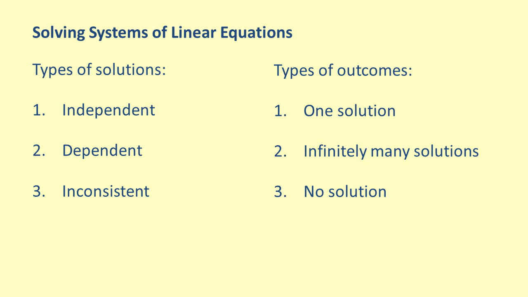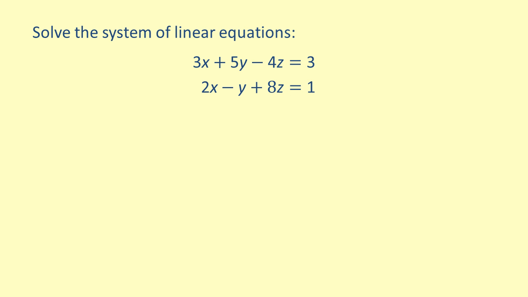Let's do an example where we solve a system of two linear equations in three variables. We are given the equations 3x + 5y - 4z = 3 and 2x - y + 8z = 1. To keep track of them, let's label the first equation 1 and the second equation 2. In order to eliminate z, we should look for the least common multiple of 4 and 8, which is 8. Multiplying equation 1 by 2 gives us 6x + 10y - 8z = 6.